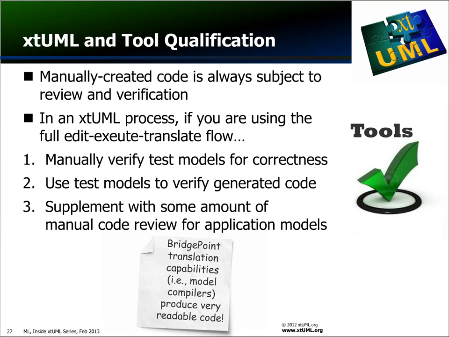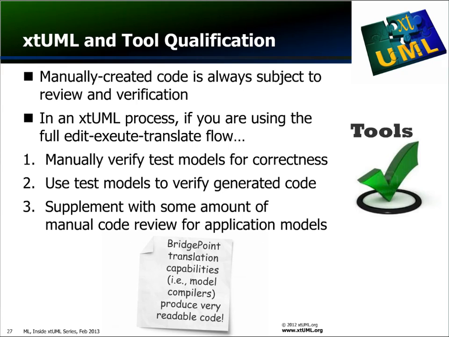So let's look at the xtUML process that I talked about in this presentation in the context of these tool assessment and qualification criteria. So first, remember, manually created code is always subject to review and verification. So this is sort of the baseline standard. What this means is that in an xtUML process, if you're using the full edit, execute, translate flow, you should be treating your code very much the same as manually created code.